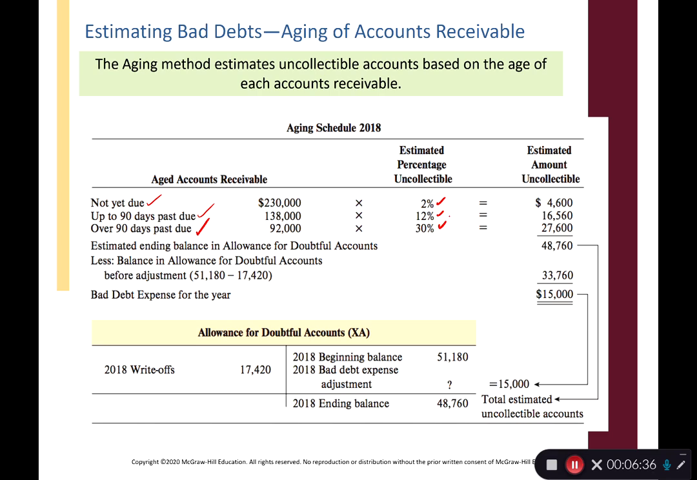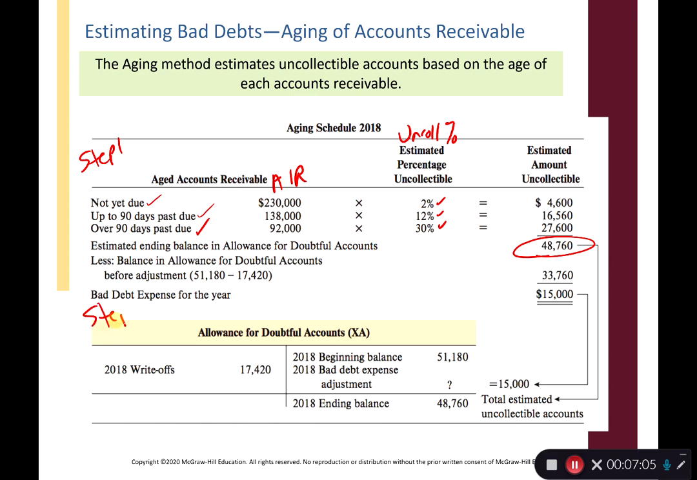We would have to give you this aging information as well as the estimated percentages, and then all you have to do is the math. So in step 1, according to my formula, you're going to take the accounts receivable times the uncollectible percentages, and because there's multiple categories by age, you then add them together to get the ending allowance, which is 48,760.